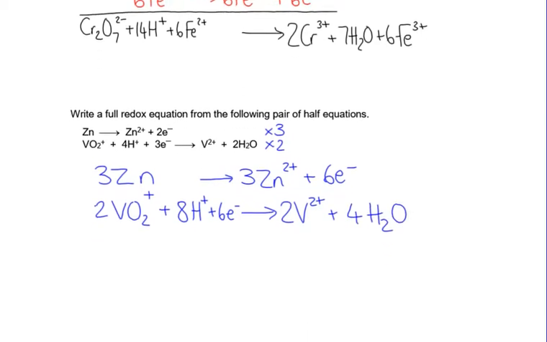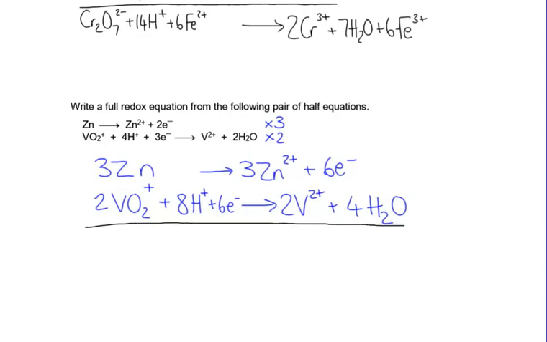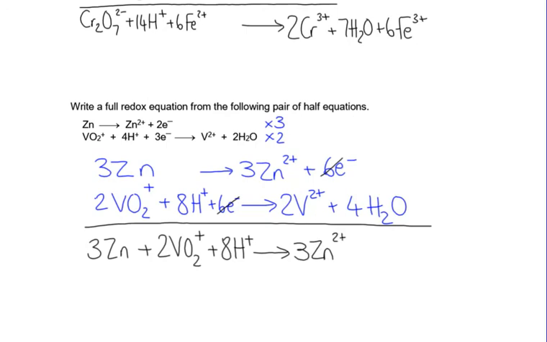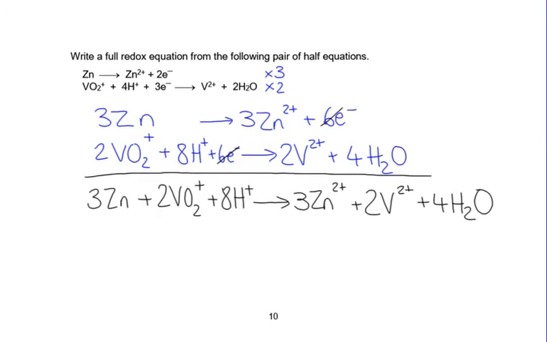And then we're going to combine those, cancelling out anything that we can. So we're going to combine 3 zincs. There's nothing else on the left in the top one, so I'm going down to the bottom one. I know that the electrons are going to cancel out because the whole point was to make these cancel. 3 zinc 2+, 2 vanadium 2+, and 4 waters. And then we're just going to go across and check that we haven't got lots of water on each side or lots of acid on each side that we can cancel down. So this is how we would combine two half equations.